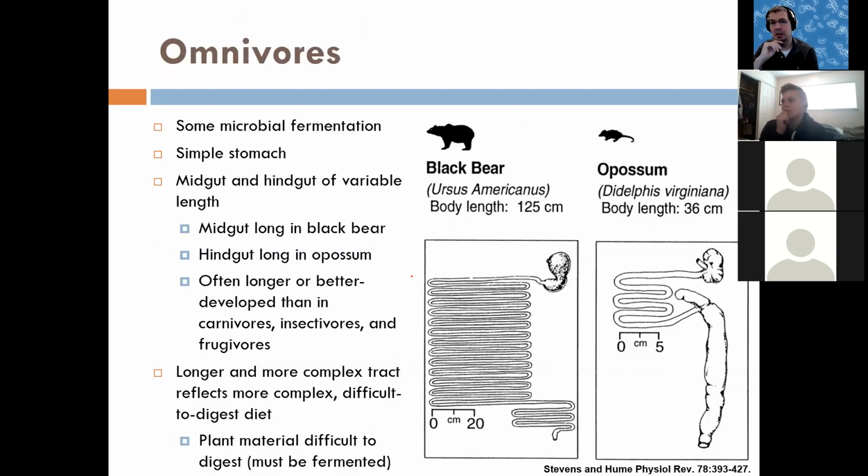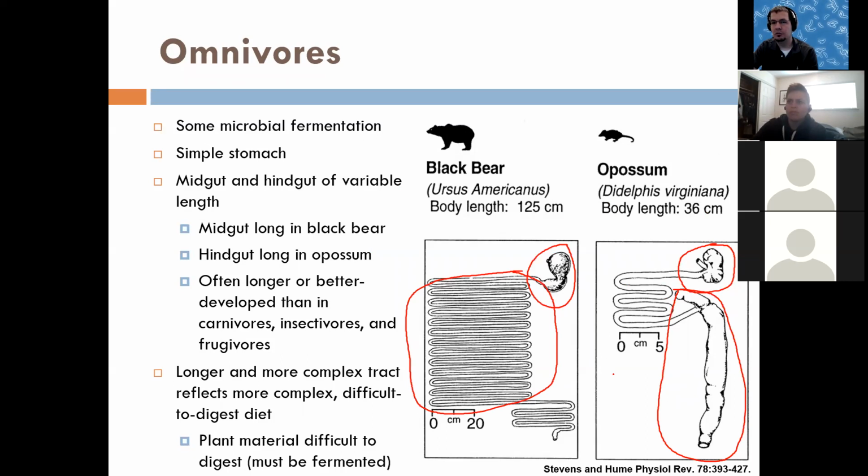Okay, so the next class of animals that we'll discuss are the omnivores, which eat a diet of meat and plants. They have some microbial fermentation. We see in the black bear and the possum a simple stomach. So that looks a lot like the mammals that we just saw. But now we see a more complex gastrointestinal tract as we go down. The midgut and the hindgut are a variable length. The midgut is really, really long in the black bear. And in the possum, the hindgut is large. So it's often better developed or longer than in the carnivores, insectivores, and frugivores.